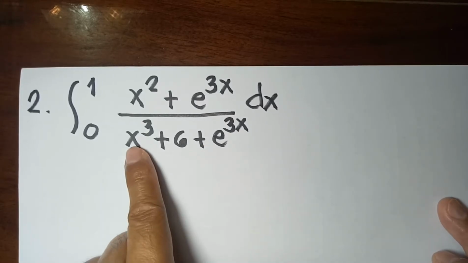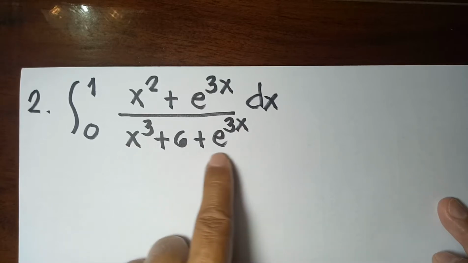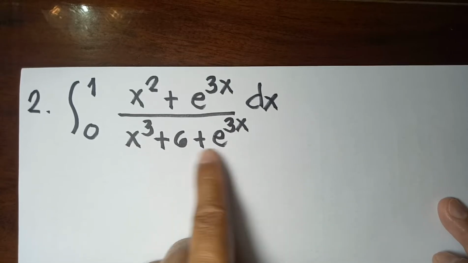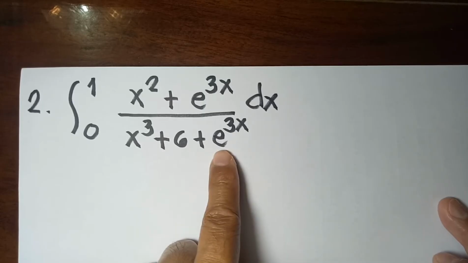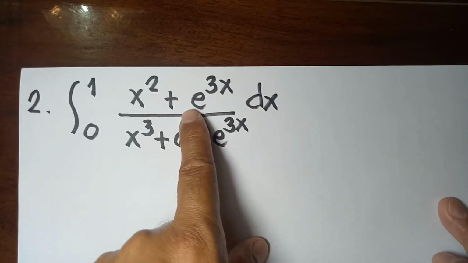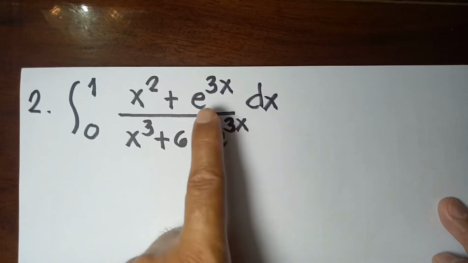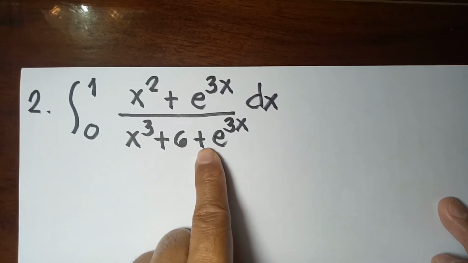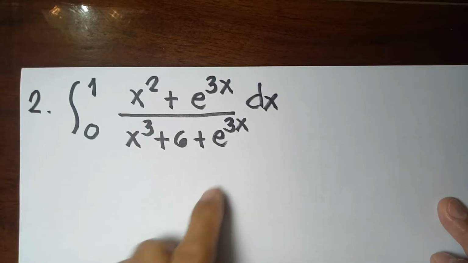So dito, ang derivative ng x cubed ay 3x squared. Ang derivative naman ng 6 ay 0. Ang derivative ng e raised to 3x ay 3e raised to 3x. So yung numerator natin ay derivative siya ng denominator. Kaya itong integral na ito ay leading to natural logarithm, integral of du over u.